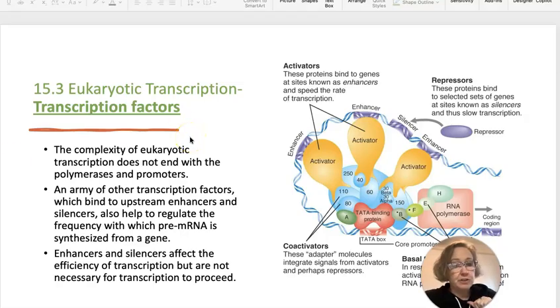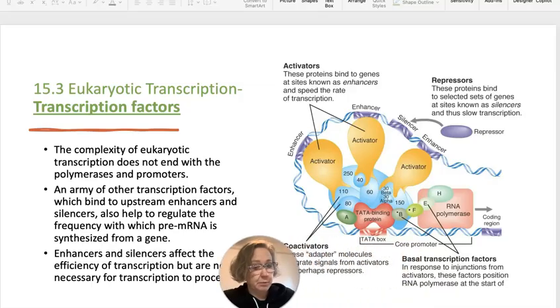Again, transcription factors. There are a bunch of them. So the complexity of this transcription does not end with just the polymerases and the promoters. There's an army of transcription factors. You do not have to memorize them. We're not doing that. I just want you to know that there are a bunch of transcription factors. There are silencers. There are enhancers. They increase the efficiency. They slow down the efficiency.